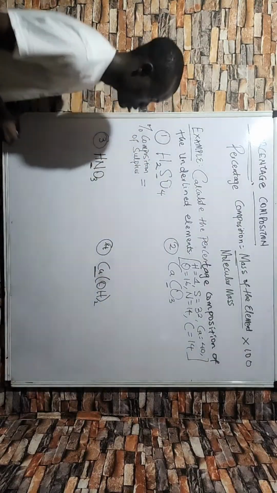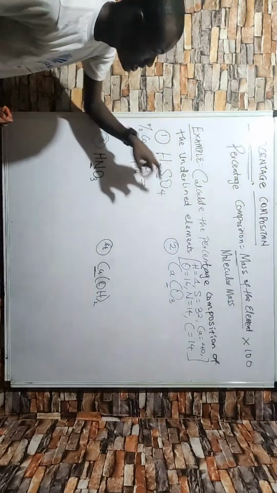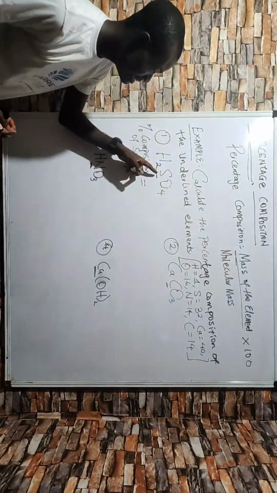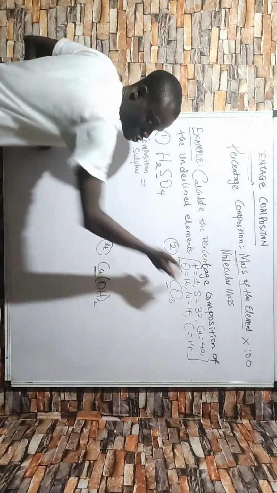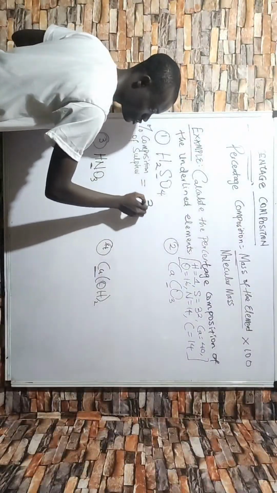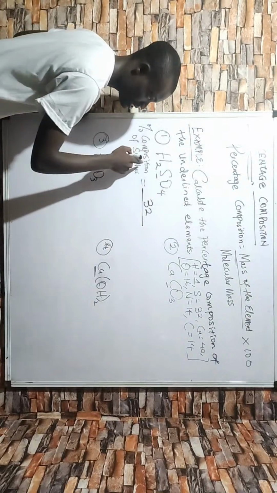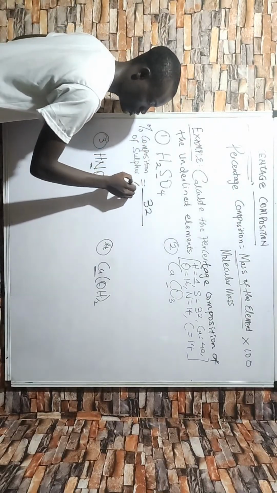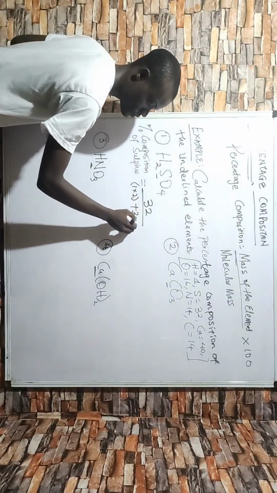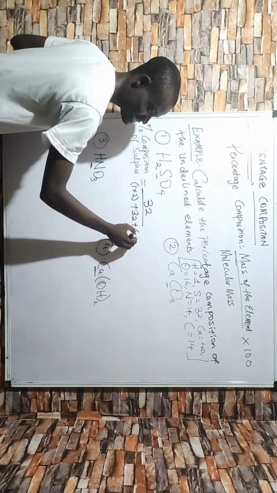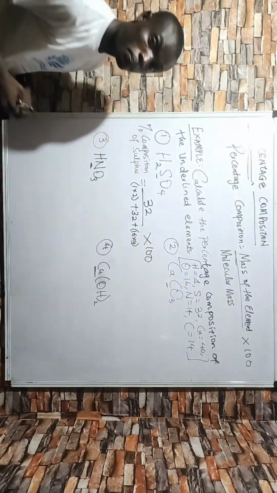Now for the percentage composition of sulfur, the mass of the element we are interested in is sulfur. We have just one atom, and sulfur is 32. So this is going to be 32 over the total mass, which is 1 times 2 plus sulfur is 32 plus oxygen is 16 times 4, times 100, because we are expressing it in percentage.